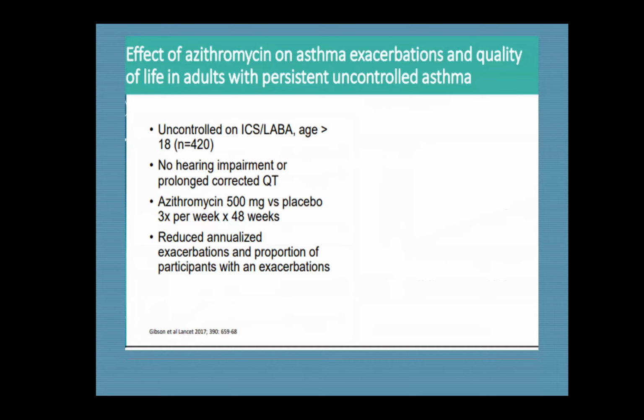Additionally, we have in the same level 4-5, actually more in the level 5, the effect of azithromycin on asthma exacerbations and quality of life of adults with persistent uncontrolled asthma. So for uncontrolled asthma, with no hearing impairment and no prolonged QT, azithromycin 500 milligrams 3 times a week, we were able to see reduced exacerbations annually, and a reduced proportion of participants with exacerbations.